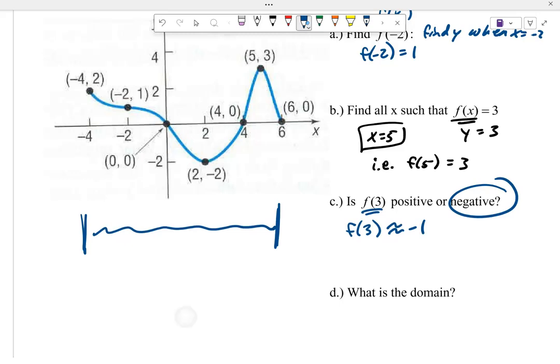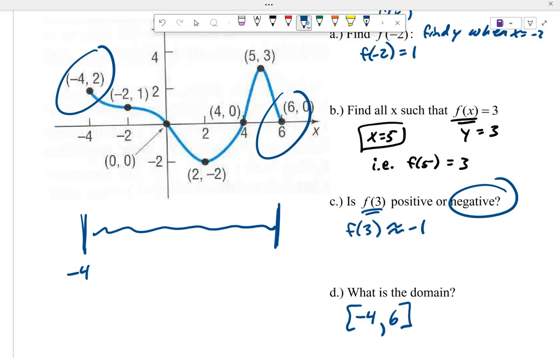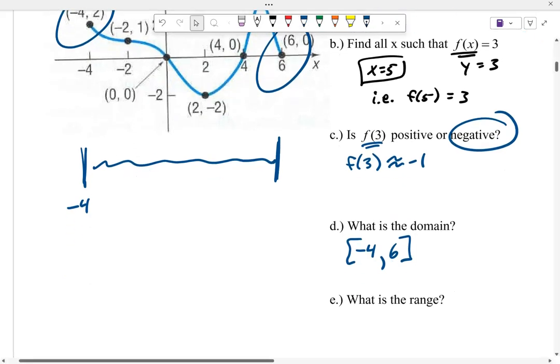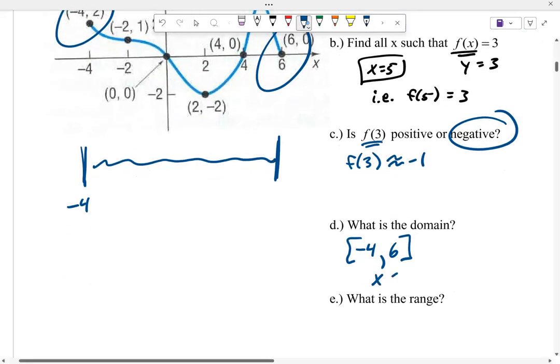Well, my lowest x value is a -4. Notice it's filled in. So I'm going to put a bracket on that. And then my highest x value is a 6. It's also filled in. All right, so we're going to bracket that. Let's go ahead and do it with our set notation.